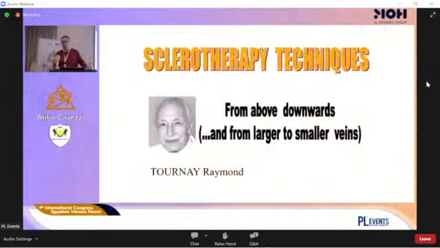So how should we treat our patient with sclerotherapy? Raymond Tournay was one of the fathers of sclerotherapy. Let's say from above downwards and from larger to smaller veins.